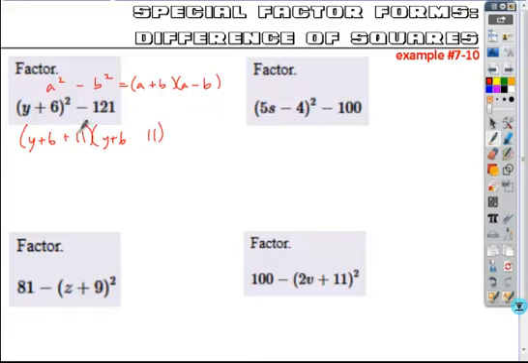And so it factors into the sum times the difference of those terms. Now, you can have parentheses around the y plus 6 if you want. You will need the parentheses if it falls at the end, like these two examples down below. But if that's the case, what you then do is just simplify each of these factors. So y plus 6 plus 11 gives you y plus 17. y plus 6 minus 11 gives you y minus 5, and there is your factored form.